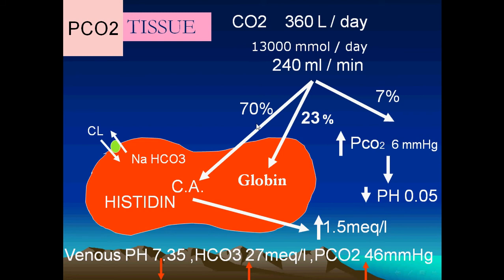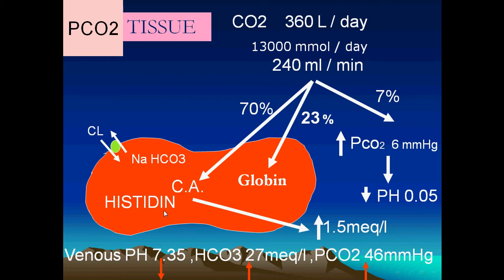And so by these actions, the bicarbonate in the venous side will be 1.5 milliequivalent per liter higher than that of the arterial, and about 20% combines with the globin to give carbaminohemoglobin, and only 7% is physiologically dissolved, and these are responsible for the increase in the partial pressure of carbon dioxide on the venous side by about 6 millimeters mercury.